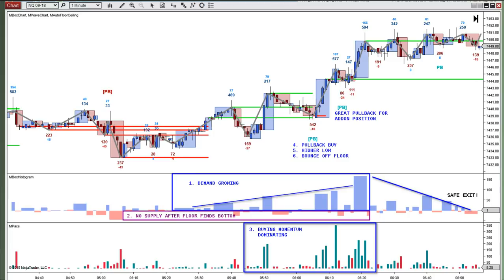Once you begin to look for the stories in the chart, and after you practice it for a while, it'll become like second nature. You'll look at a chart and say, okay, this makes sense, or that doesn't make sense. And if you can't make sense out of a chart, you don't trade it. If you can't make sense out of a chart, change your chart to a different instrument, or change the time frame. You know, go from 1 minute to a tick chart, or a volume chart.